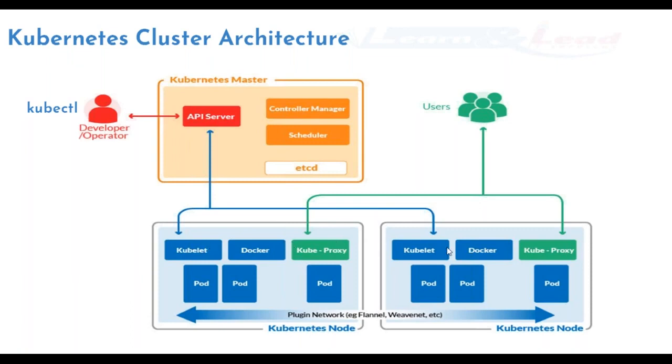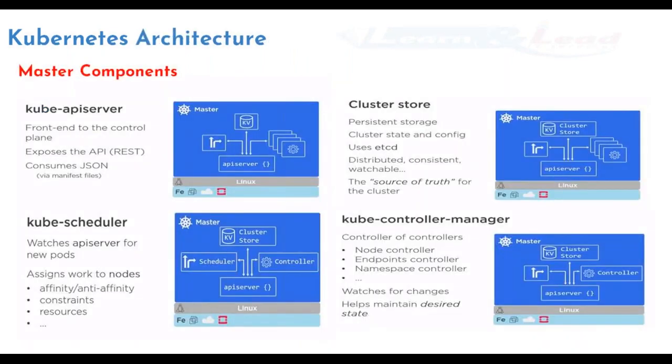Now let's dive into this cluster architecture and try to understand each and every component's responsibility and role so that we could understand more about it. So let's jump in. Let's discuss the master components first of all. The master components are these: API server, cluster store, controller manager, and finally the scheduler.